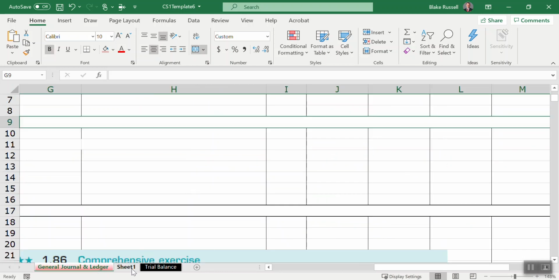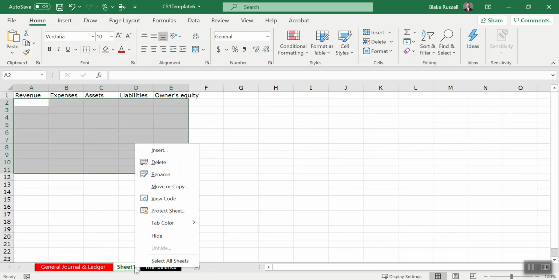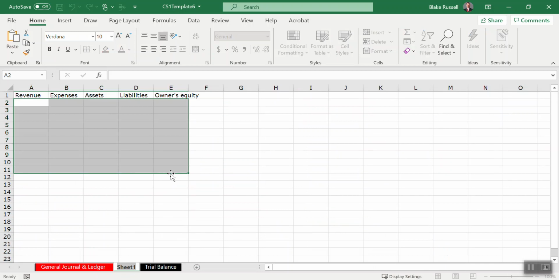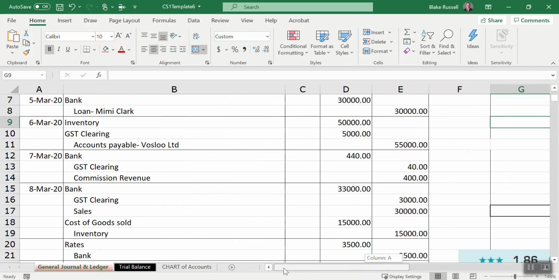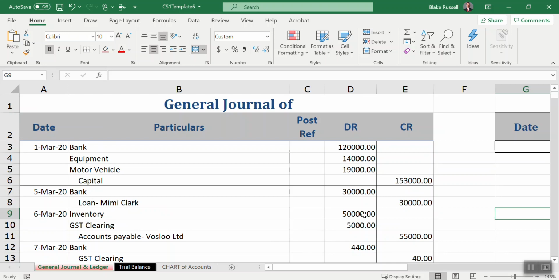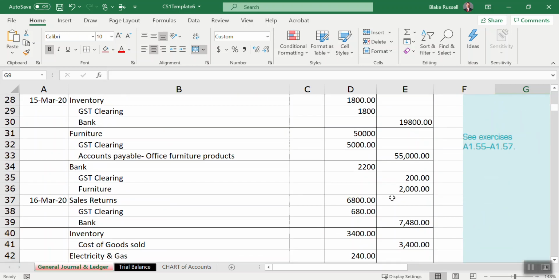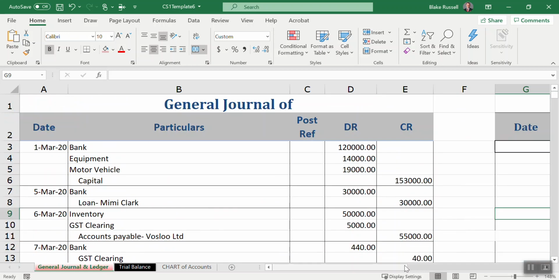This is called a chart of accounts. I'll rename that sheet. We're not going to give it numbers, but there is a numbering system they use. I haven't actually done that with you, but that's all right. We'll deal with that later. All right. So there is a general journal. Okay, you have a go at that.